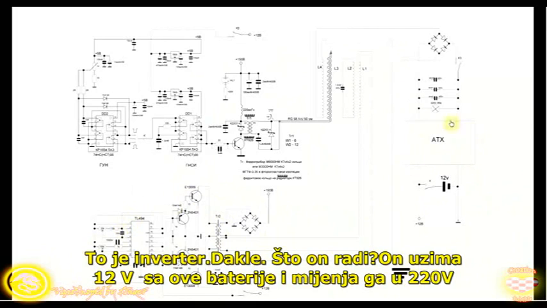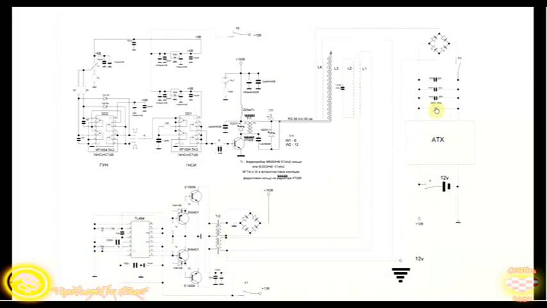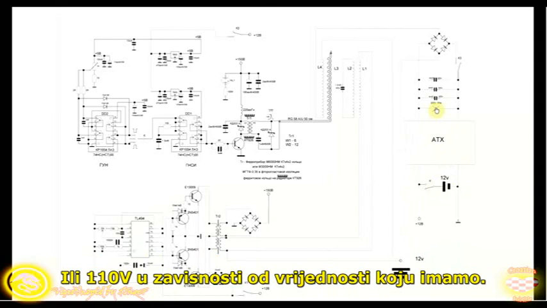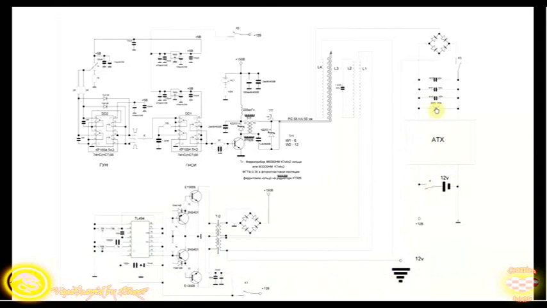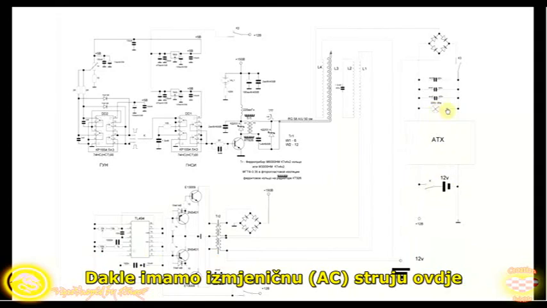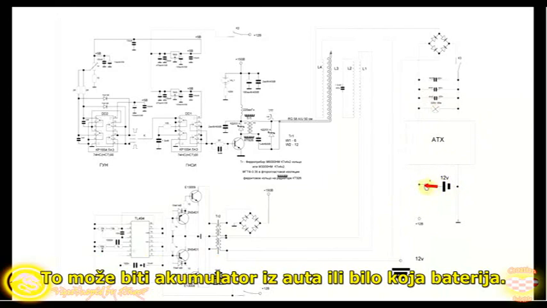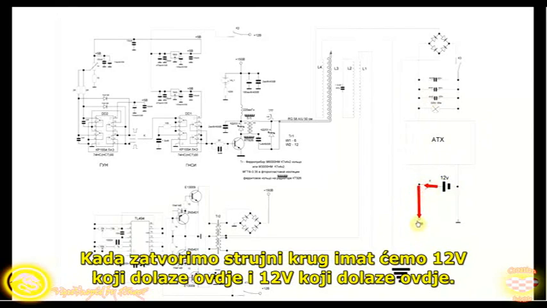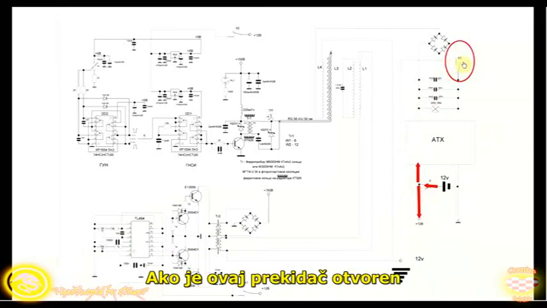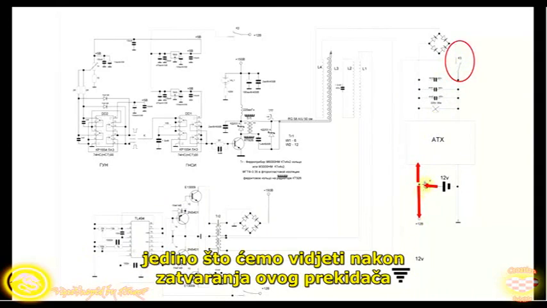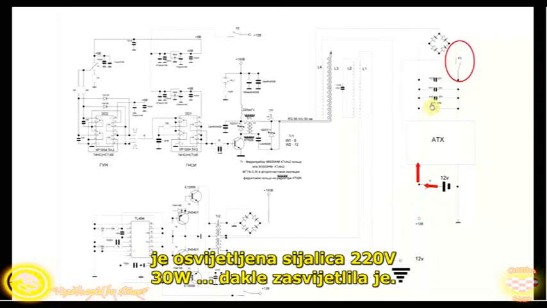This is an inverter. So what it's doing is taking 12 volts from the battery here and changing it to, let's say, 220 or 110 volts, depending where in the world we are. So we have an AC here, we have a DC from the battery. So it could be a car battery, any battery. When we close that switch, we will have 12 volts coming here and 12 volts coming here. As that switch is open, the only thing we're gonna see after closing that switch is the LED light bulb, 220 volts, 30 watts, say, will light up.